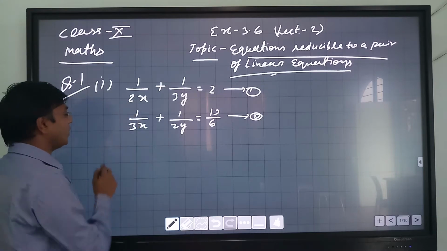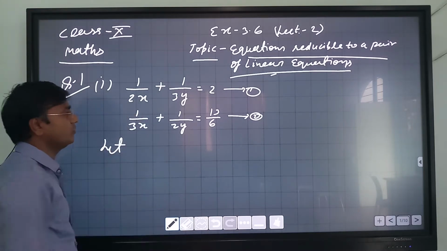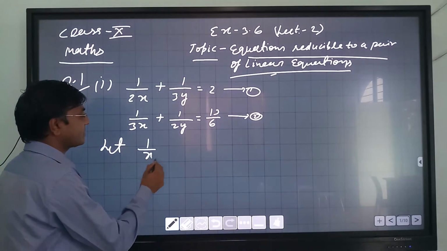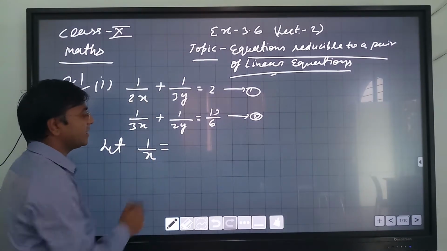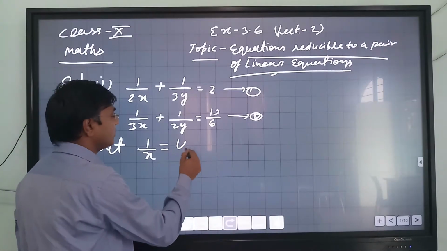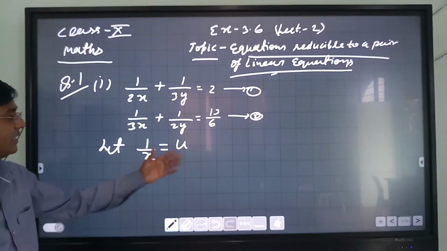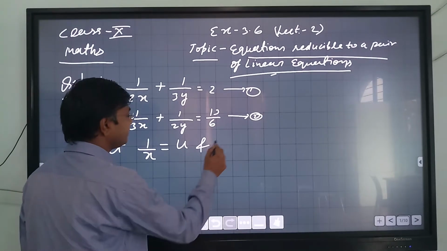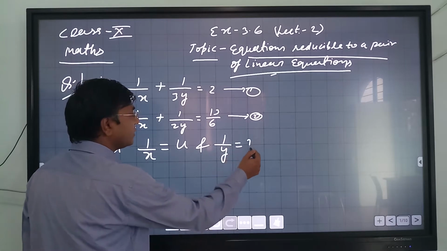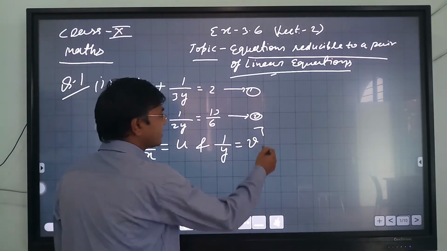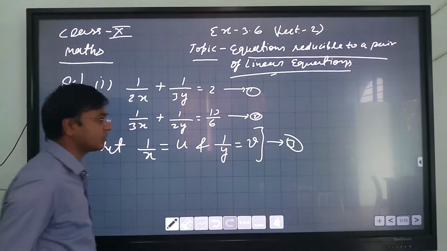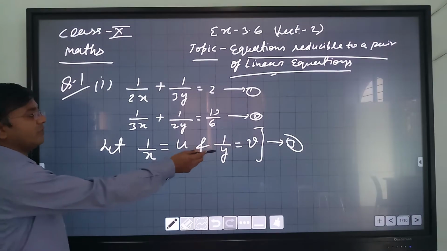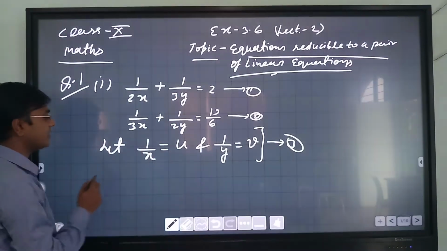So to reduce this, what will we do? The process is, let us assume 1 by x equals u, with a different variable, you may take any variable, and 1 by y equals v, and let us take these equations combined as equation 3. Now substitute 1 by x as u and 1 by y as v in equations first and second.